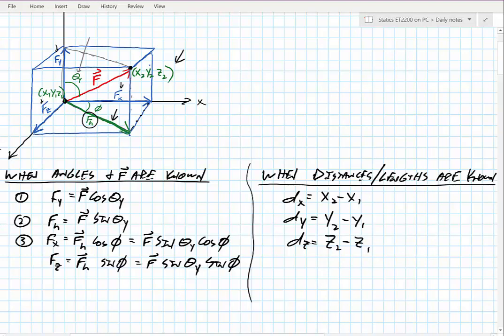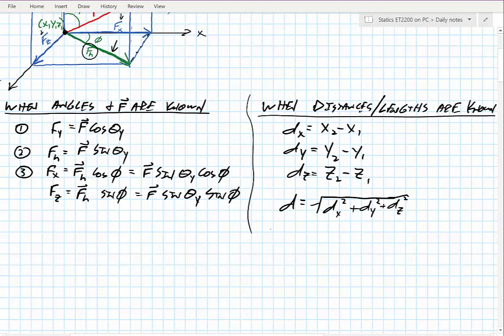And if I know the distance that this vector travels, or the magnitude in the x, y, and z, I could find the total length of this vector, and that's just equal to, from Pythagorean, only in 3D, the square root of dx squared plus dy squared plus dz squared. So I have that extra term in there.